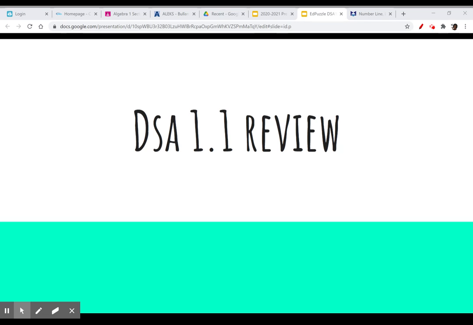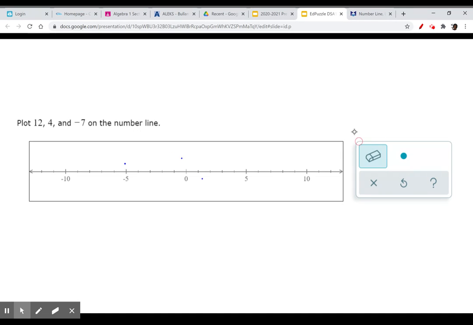Let's get through this. This is a 10-question review, and each question has one part where I'll go through it, and then the second part, you'll go through it and answer. All of these are questions that should have already previously been seen, either in class or while you're working through your Goal 1 topics. So the first question says plot 12, 4, and -7 on the number line.